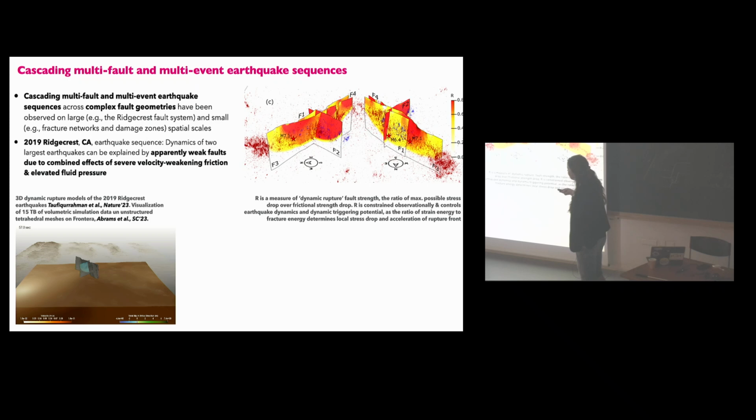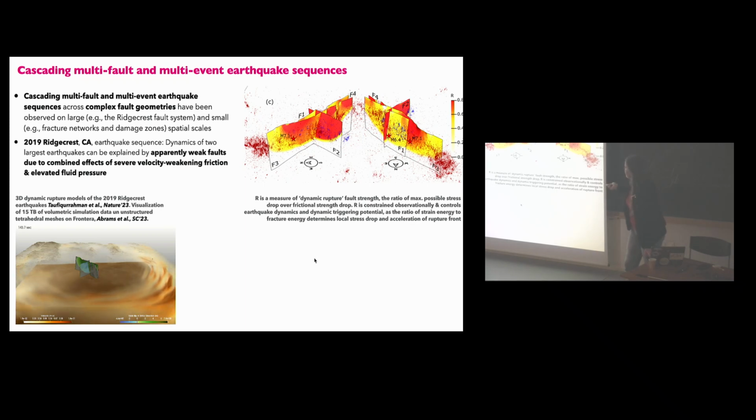So the first example to motivate this study, what you see here is a dynamic rupture model. I sped it up a bit of the 2019 Ridgecrest earthquake sequence, where we're explaining the dynamics of the two largest earthquakes that broke through the same fault system by apparently weak faults, so dynamically heavily weakening faults due to severe velocity weakening friction and elevated fluid pressure.